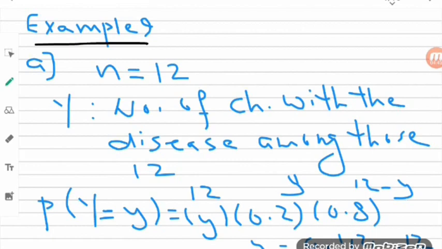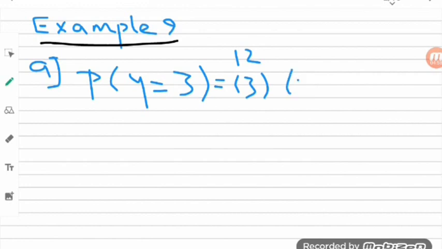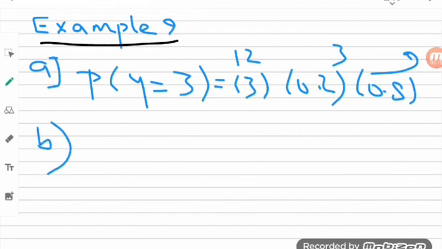So we'll substitute in this formula with y equal 3. So we need to find the probability that y equal to 3, which is given by 12 choose 3, 0.2 to the power 3 and 0.8 to the power 9. The final answer is presented in the slides. Now move to number B.